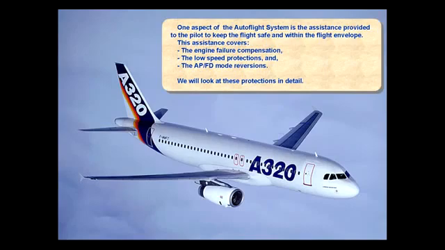One aspect of the autoflight system is the assistance provided to the pilot to keep the flight safe and within the flight envelope. This assistance covers the engine failure compensation, the low speed protections, and the autopilot flight director mode reversions. We will look at these protections in detail.